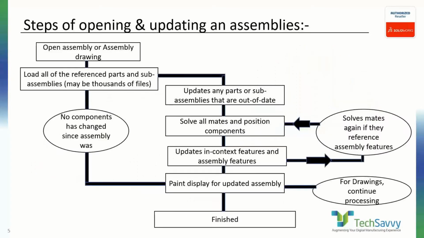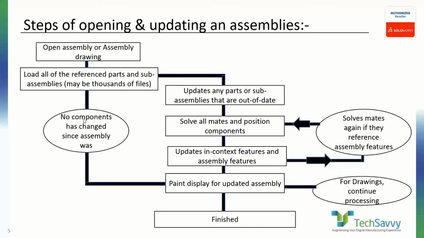Okay. So first of all, when we open any assembly and drawing, how does it open? This is the flow chart we can see. It is useful to understand what happens when you open or update an assembly or drawing. When you click on an assembly, it loads all the referenced parts and subassemblies. Maybe thousands of assemblies depend on your file or data.